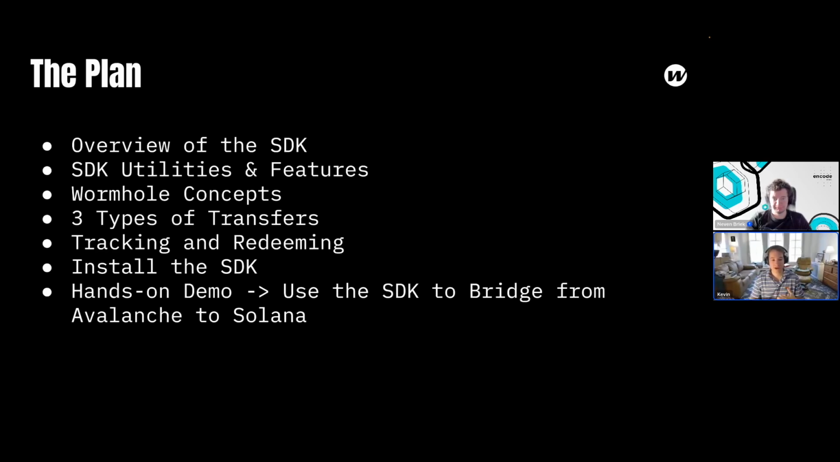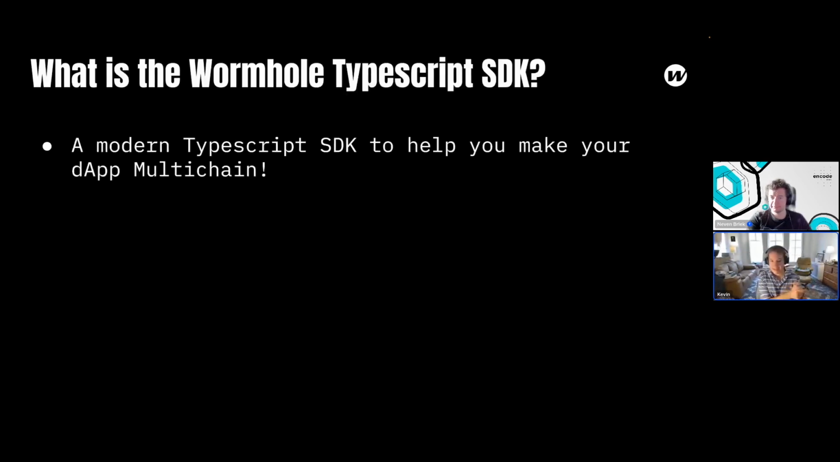And in terms of the hands-on component, of course, we'll install the SDK and we'll do a demo to make sure that we bridge from Avalanche over to Solana. Okay, so the Wormhole TypeScript SDK is a modern TypeScript SDK that's modular, and it's a great way to make your dApp multi-chain. As I said, it's a great option if you want to integrate this into an existing dApp that you have.